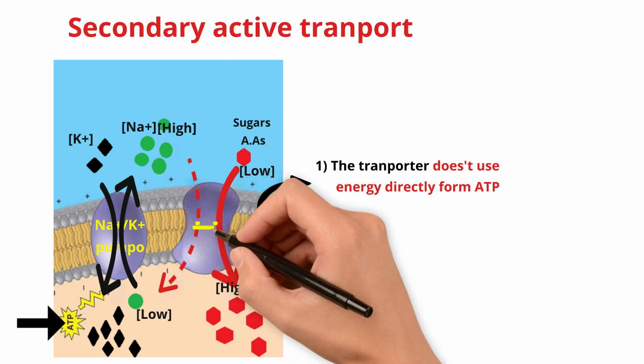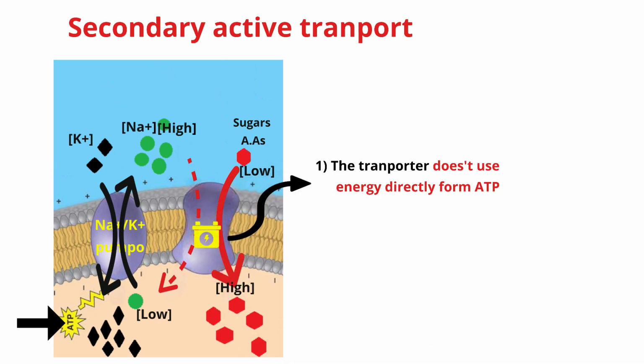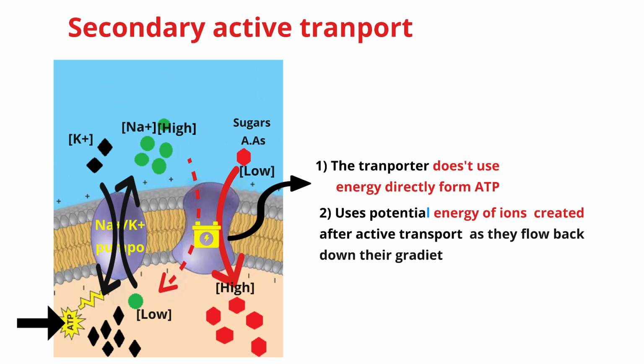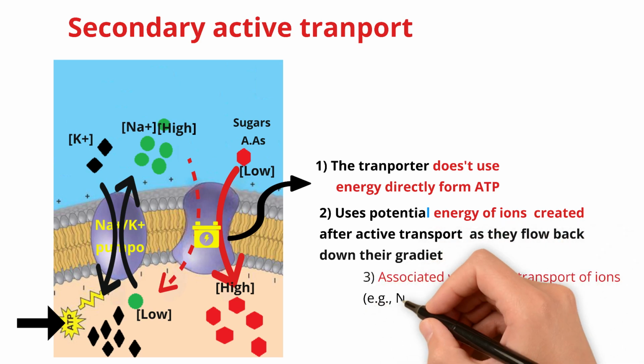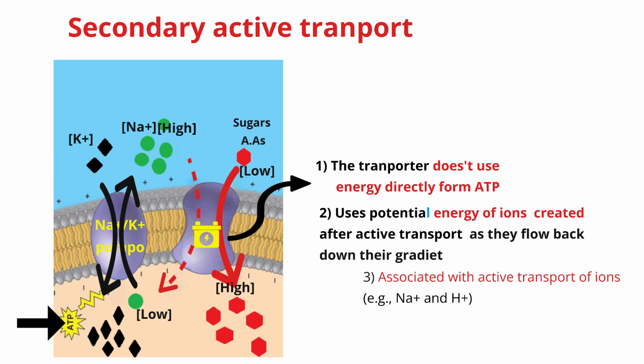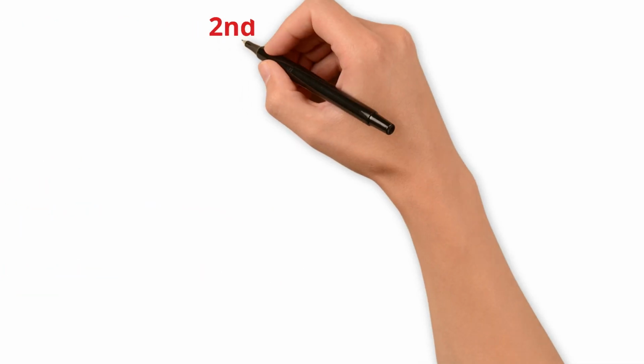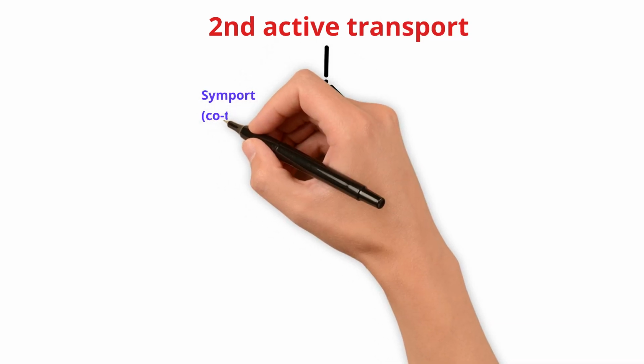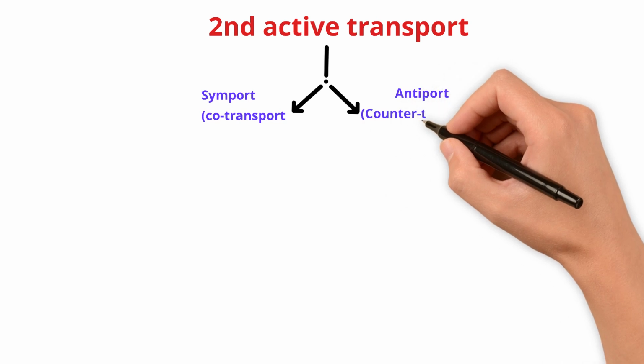Instead, it uses the stored potential energy created by the active transport as ions flow back down their gradients by diffusion. So, secondary active transport is associated with active transport as its source of energy. In all species, secondary active transport can occur in two forms. These are symport and antiport secondary active transport systems.